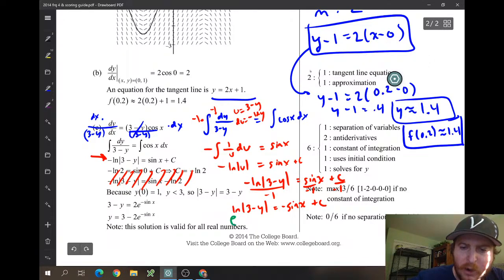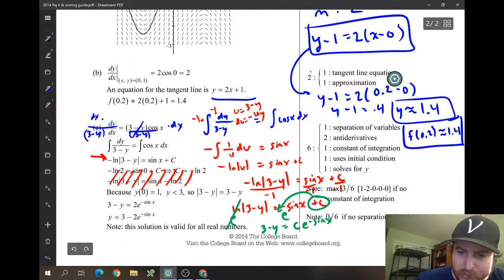Then we'll do e to the power of, e to the power of. We're going to take that c, bring it into the front. Those cancel out. And so we get 3 minus y equals c e to the power of negative sine of x. I will subtract both sides by 3. Negative y equals c e to the negative sine of x minus 3.